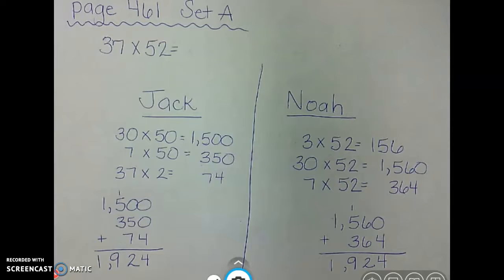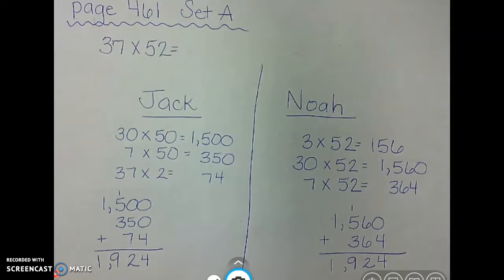Then I added 1,500 plus 350 plus 74, and that equals 1,924. Now that's one way that you could use cluster problems to solve the 37 times 52. Okay? But let's look at how Noah decided to work out his problems.